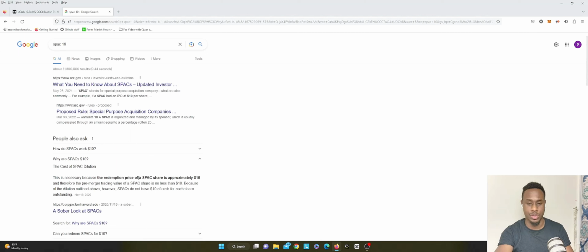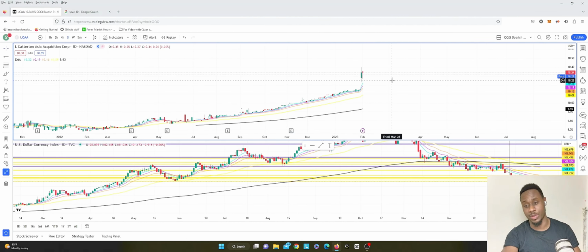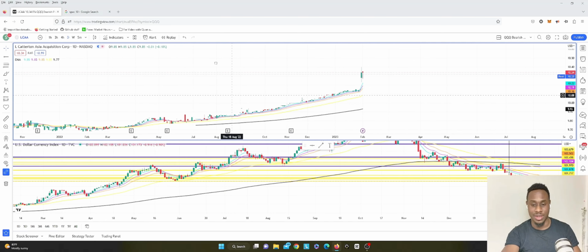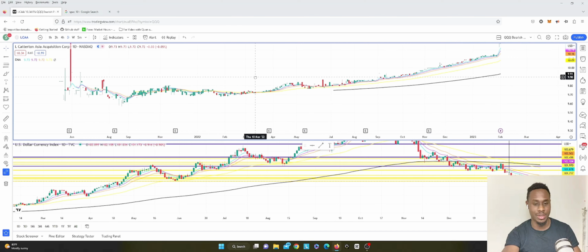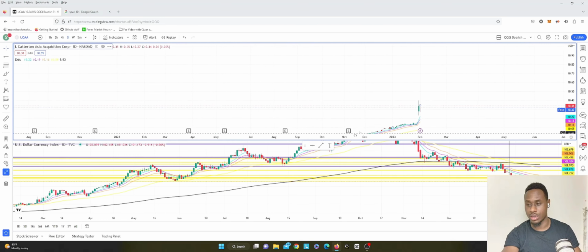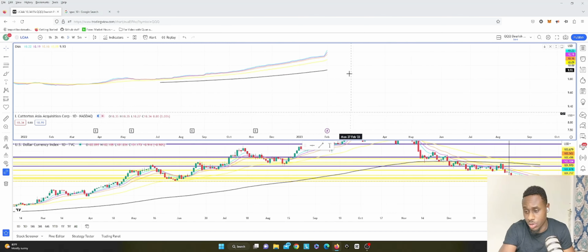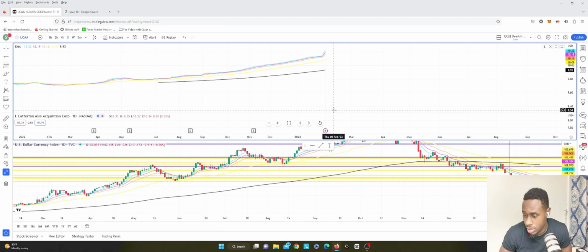This is necessary because the redemption price of a SPAC share is approximately $10. Therefore, the pre-merger trading value of a SPAC per share is no less than 10. So we're probably at the bottom of this. It's just getting started, just got released to the public because there's some interest now. It's funny that they just timed it and hopped in exactly pre interest rate decision. Is this strategic? But it's something to look at and probably trade. Let's see how this goes.